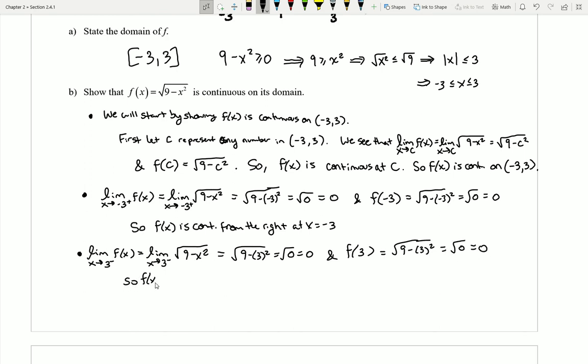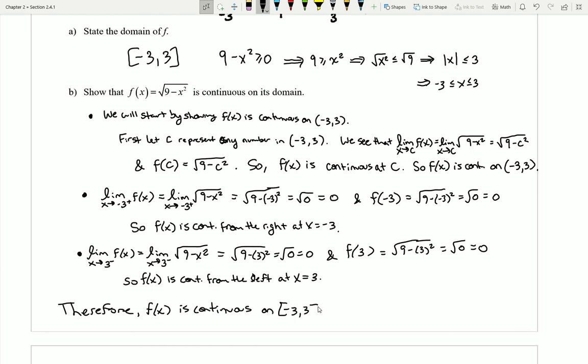And so f of x is continuous from the left at x equals 3. Okay, so notice that I've met all three of the criteria, and so I can make a final conclusion. Therefore, f of x is continuous on the interval -3 to 3, which includes the endpoints.